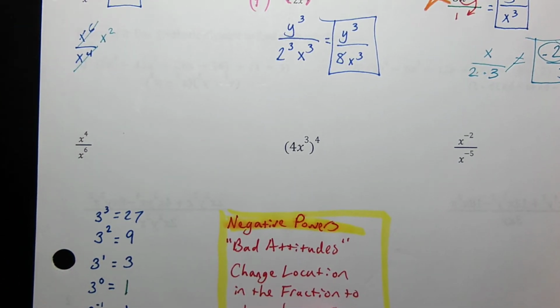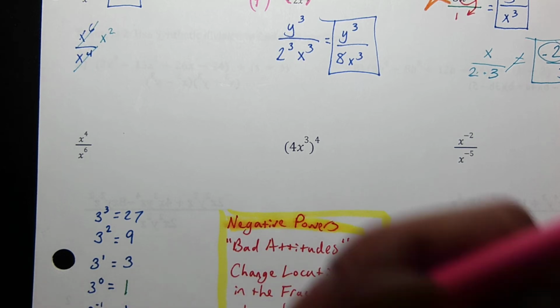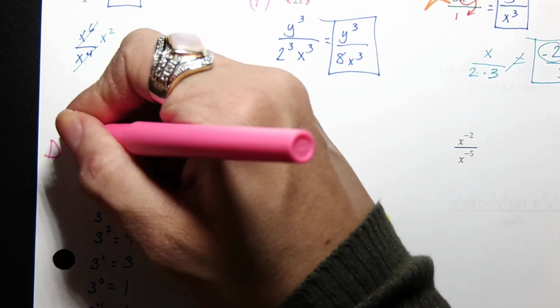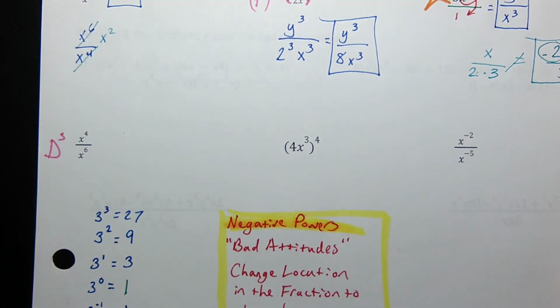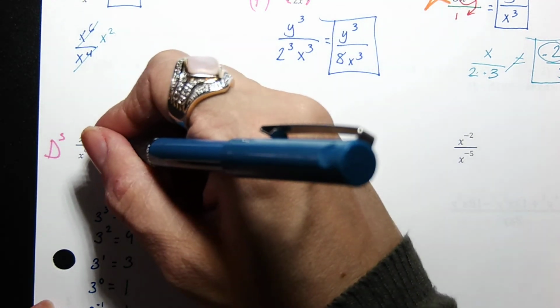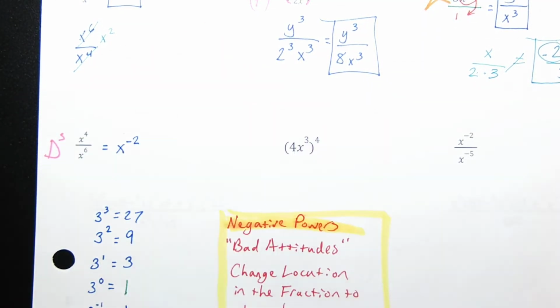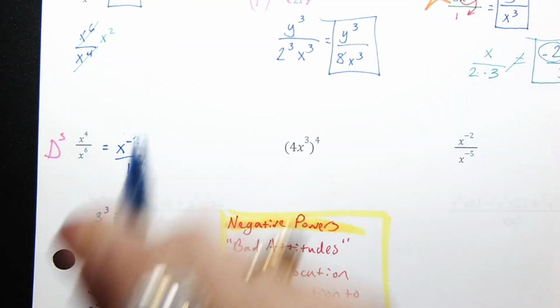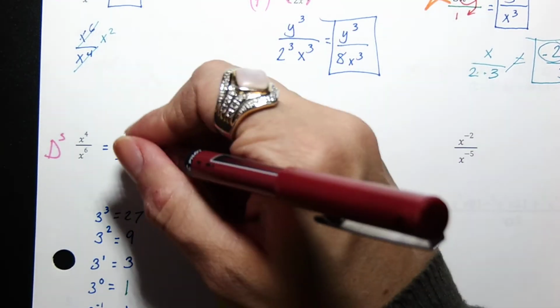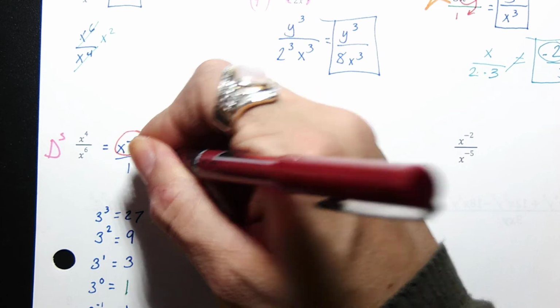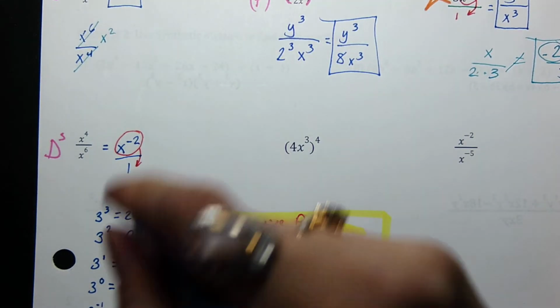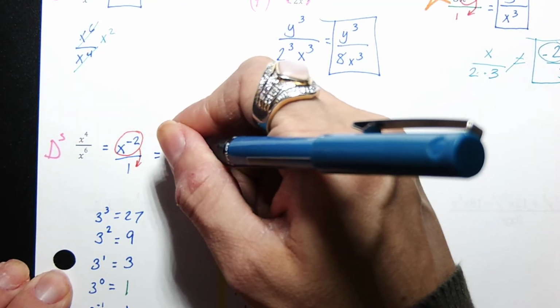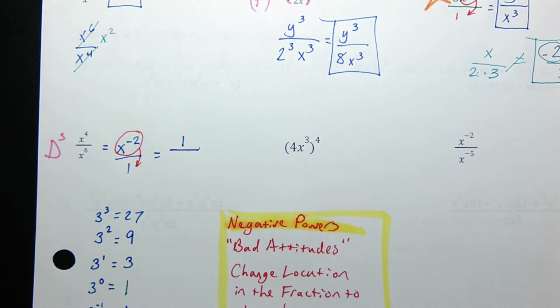X to the 4th over x to the 6th. We are dividing those bases, so what's our power operation? Subtraction. So we have 4 minus 6, and we get x to the negative 2. Will we leave it that way? No. I'm kidding. Thank you. So we're going to take that bad attitude x, because it has a negative power, send it to the downstairs to resolve that bad attitude, and we get 1 over x squared.